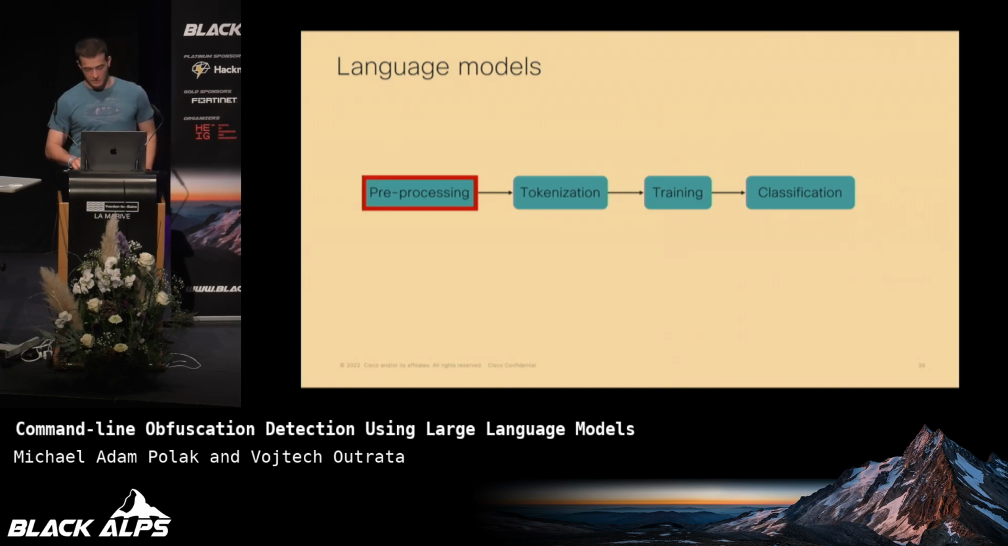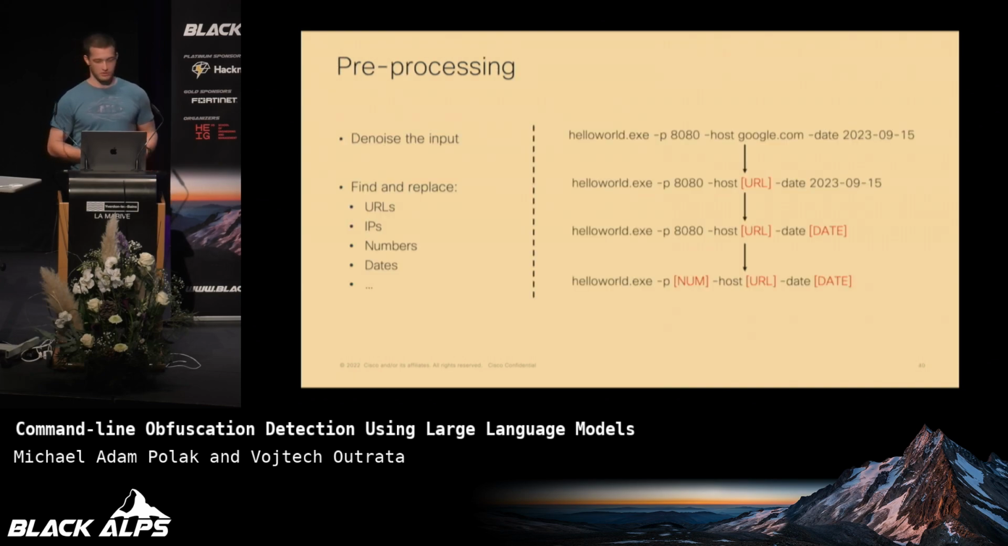So first, let's start with the pre-processing phase, and that's a phase where the model doesn't actually see any of the input yet. We just need to get rid of some noise in the input. So in this phase, we want to denoise the input from anything that is not important for the command line obfuscation. It doesn't matter which particular date there is. So we would, for instance, find all the dates with classical regex matching, and we'd replace them with a general token that would just inform the model that a date was present here.